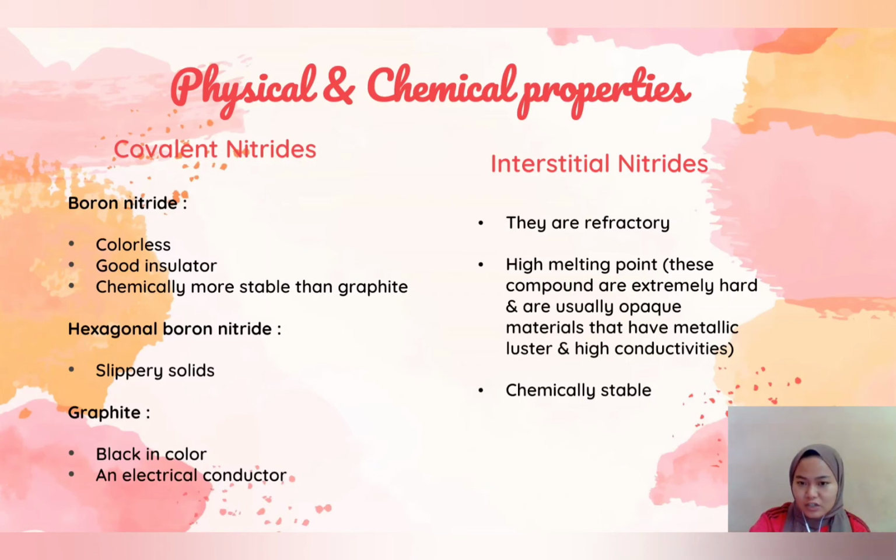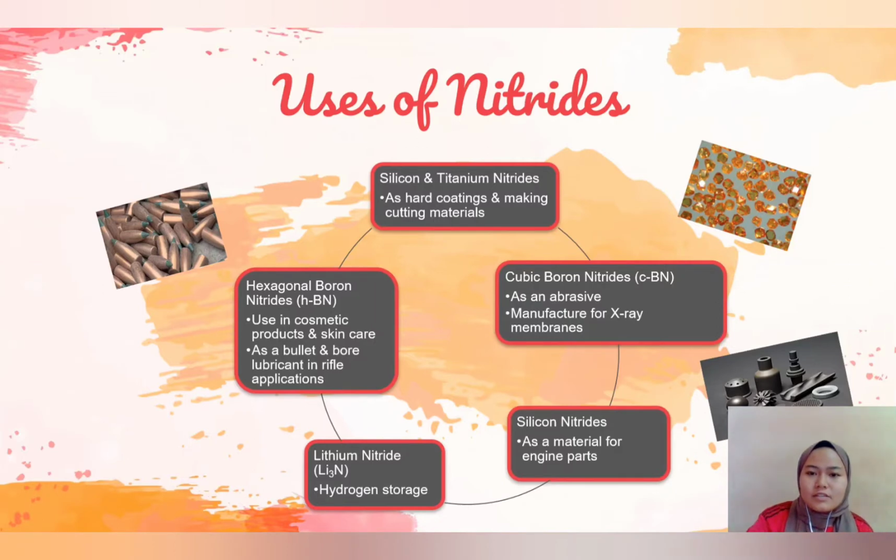For interstitial nitride, the physical and chemical properties are that they are refractory, with high melting point. These compounds are extremely hard and are usually opaque materials that have metallic luster and high conductivities, and finally are chemically stable. Uses of nitrides.